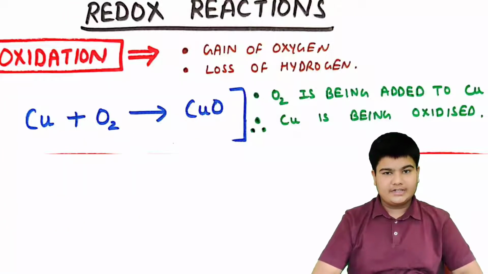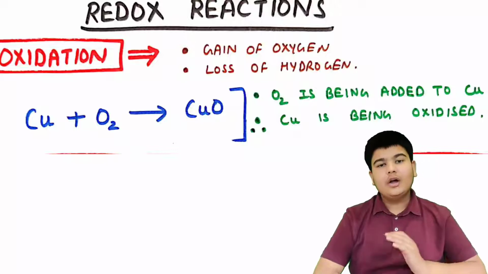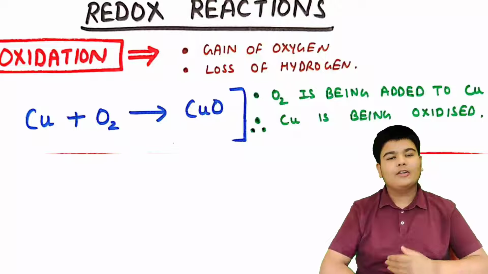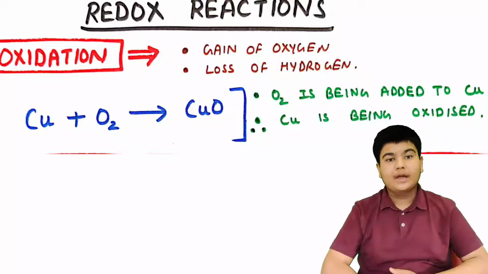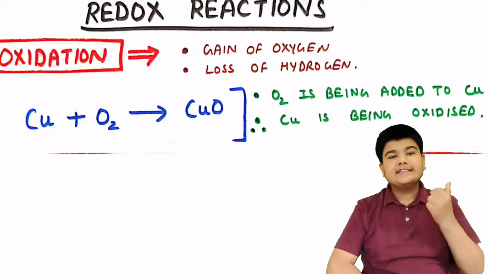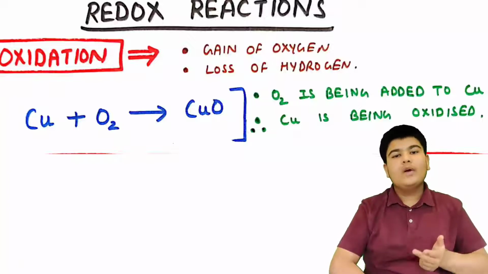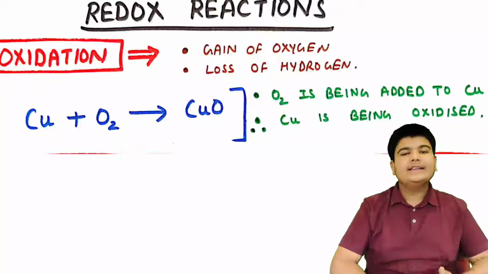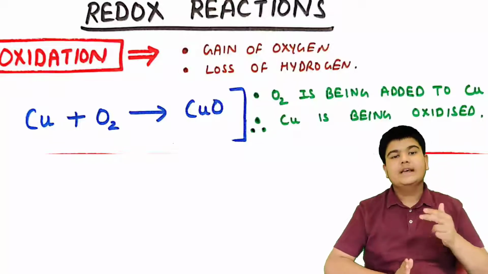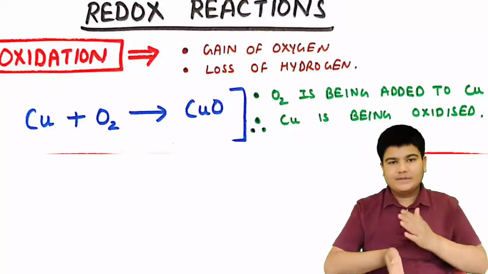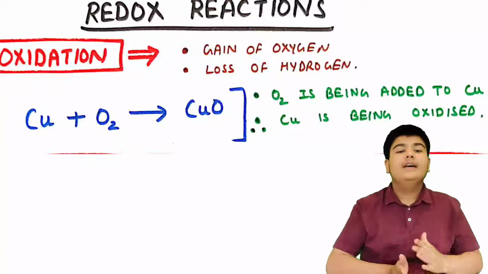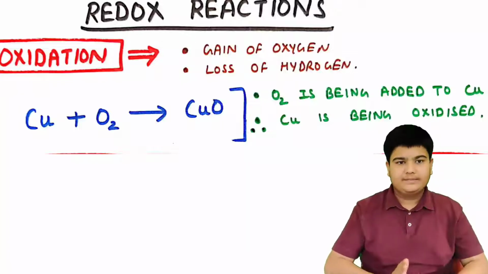Fifth, redox reactions. These reactions are the short form of reduction oxidation reactions. Now let us understand what is oxidation and reduction. Oxidation. As the name suggests, it is the gain of oxygen to any substance, or it can also be seen as the loss of hydrogen, because oxygen and hydrogen are opposite to each other. So we can see oxidation as either gain of oxygen or loss of hydrogen.